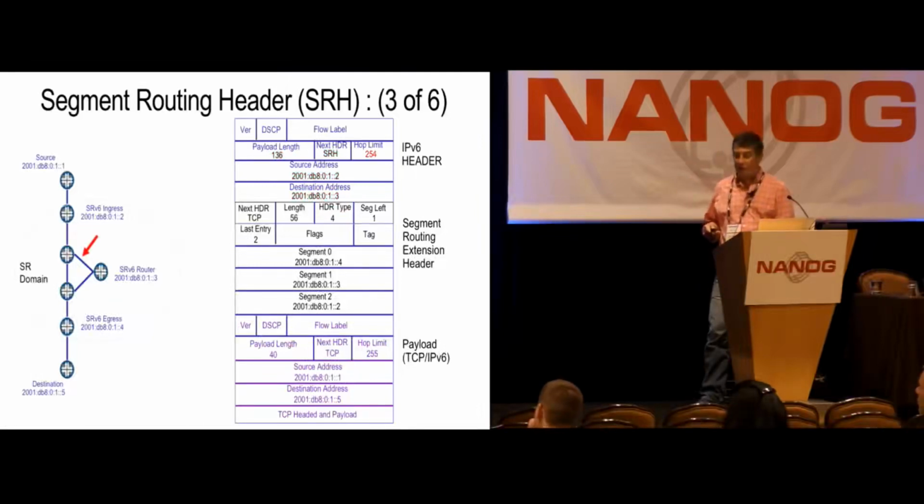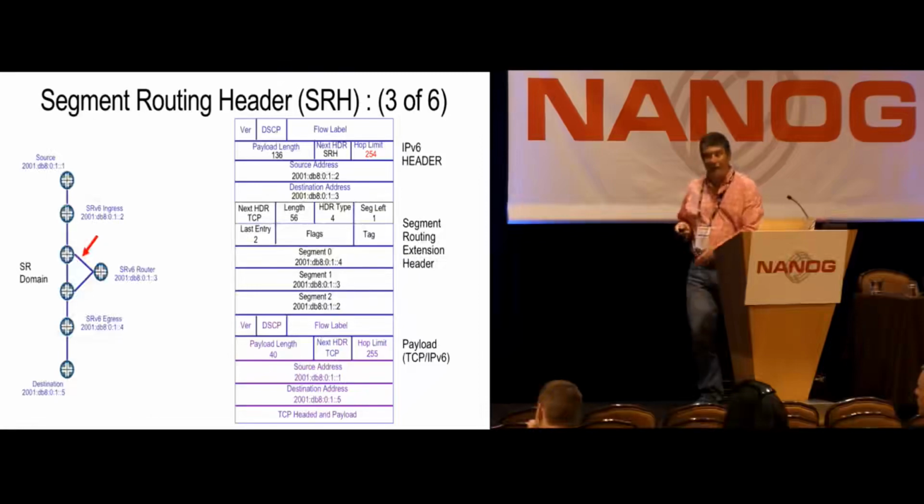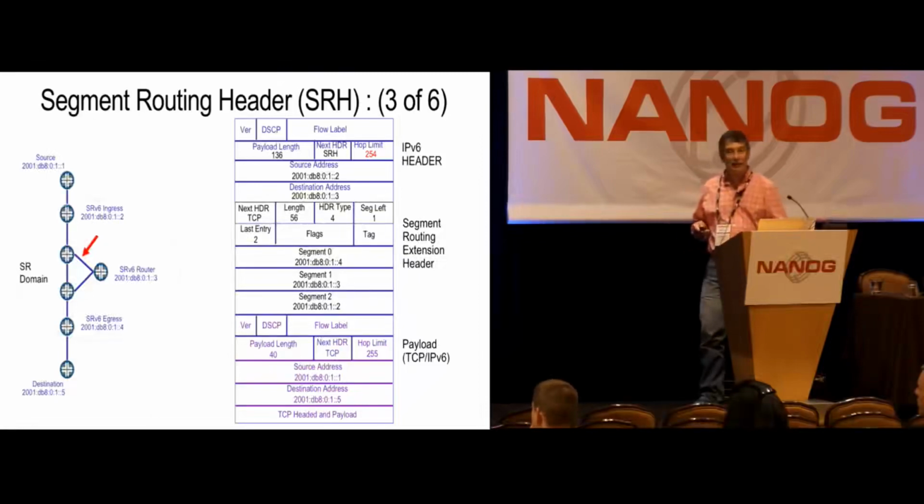We hit this node. We don't change anything. The node that we're on right now isn't even SR aware. It knows it has a route to 4, and it's going to forward the packet to 4 without looking at the segment routing extension header.